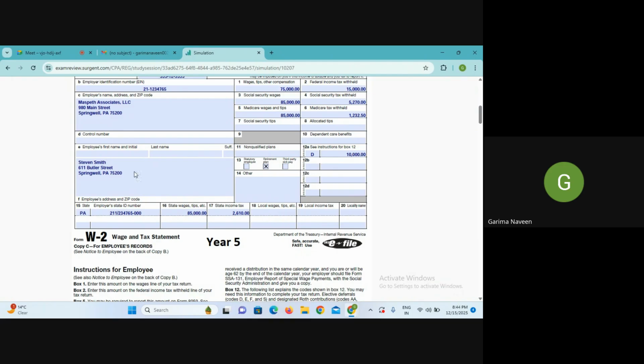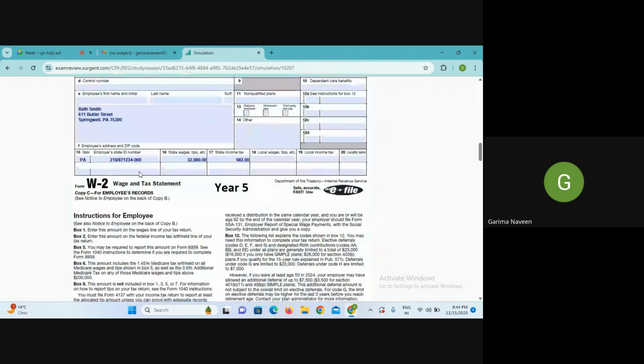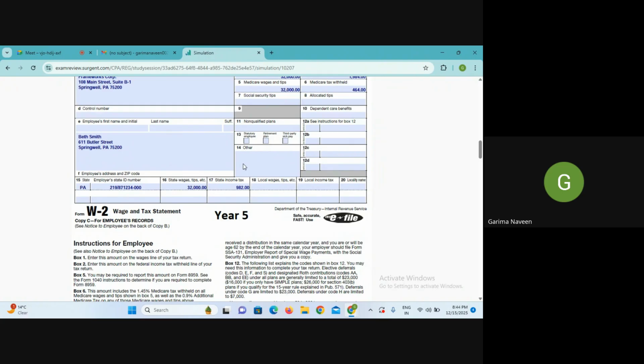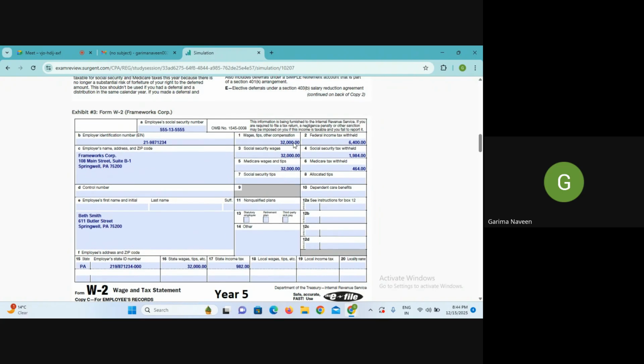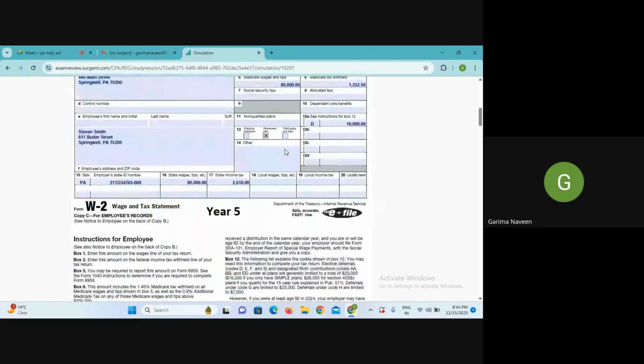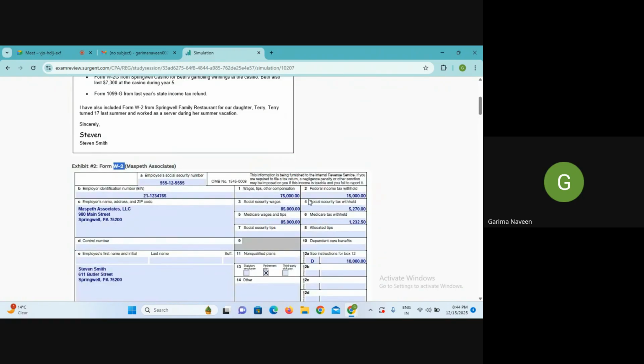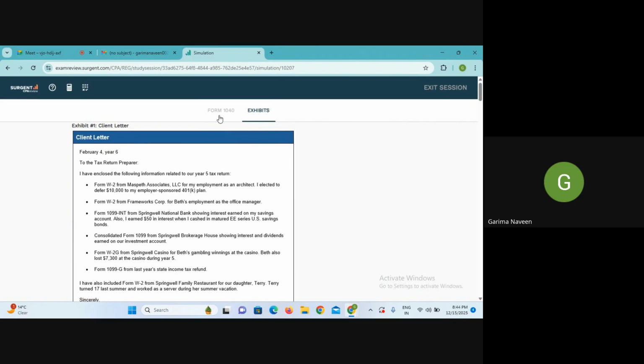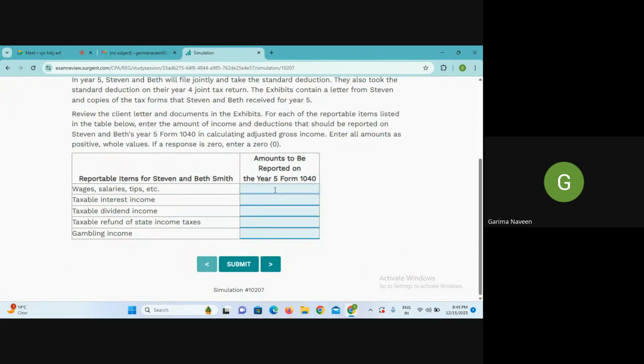W2 of both the spouses is given here. This is for Steven Smith and the second one is for Beth Smith. Their wages are given as 32,000 and 75,000. So their combined wages will become 32 plus 75, which is 1,07,000.